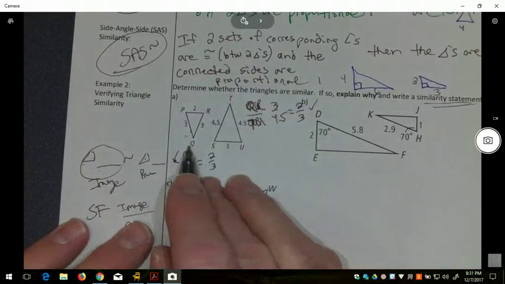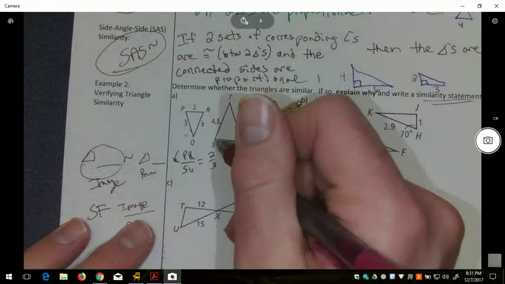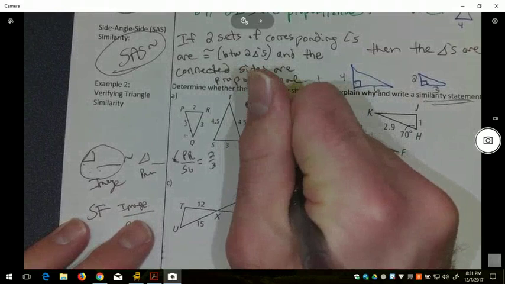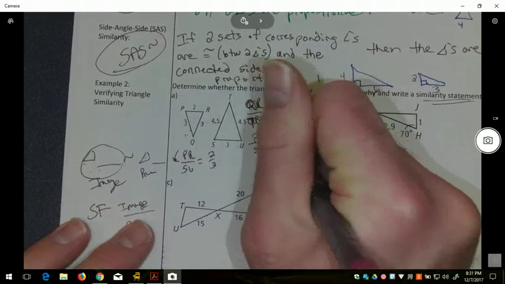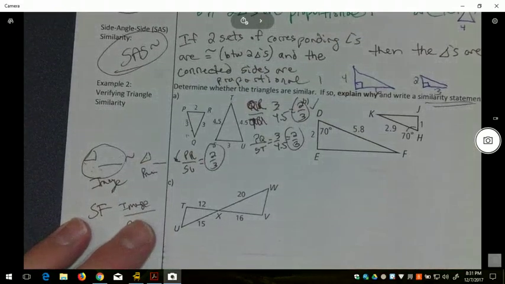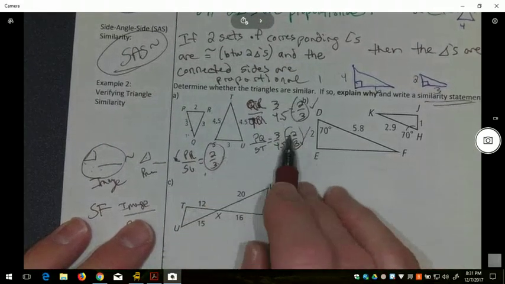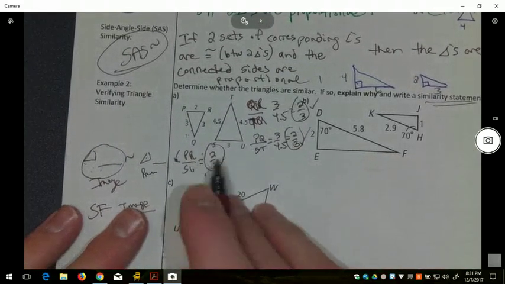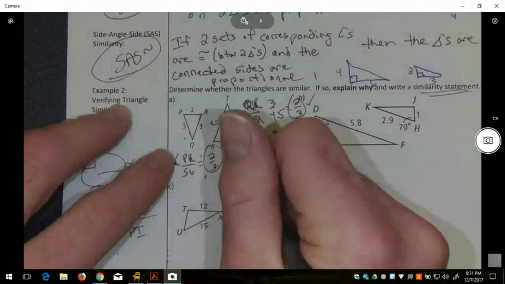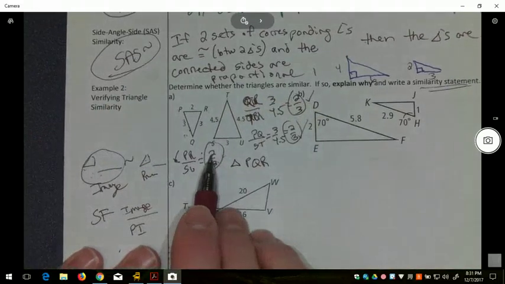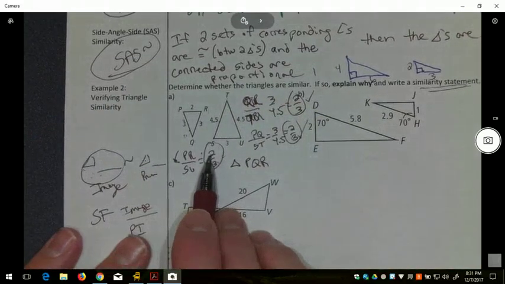Do the same thing for here, PQ. PQ over ST, which again is 3 over 4.5, which is equal to 2/3. Since the ratios are the same, since they all three check out to be the same number, they are proportional. Therefore, triangle, I'm going to do PQR. Wait, that's the one I put on top, right? Good, so that's my image.